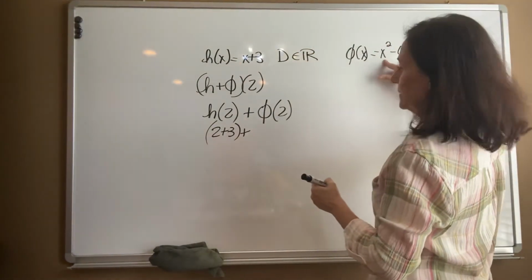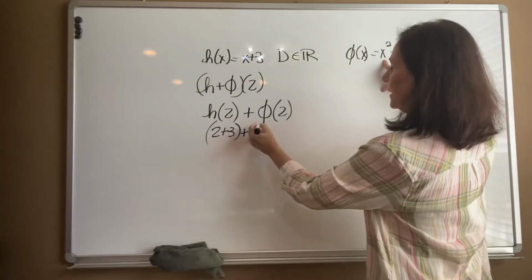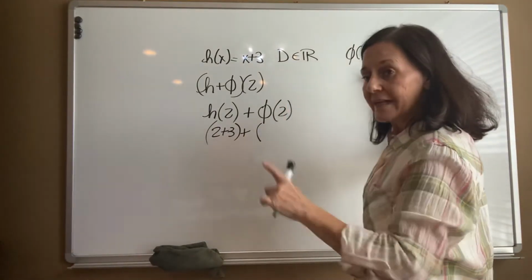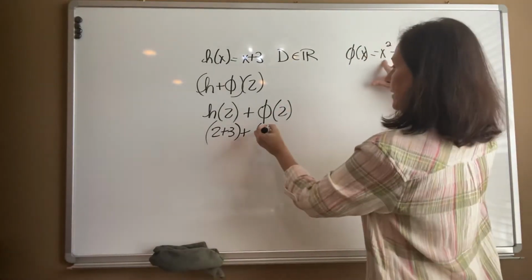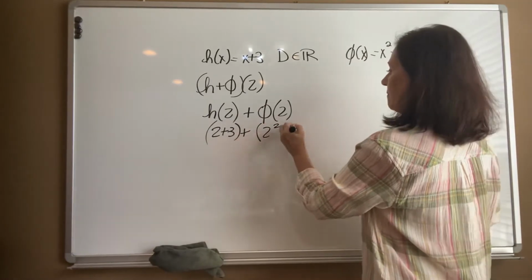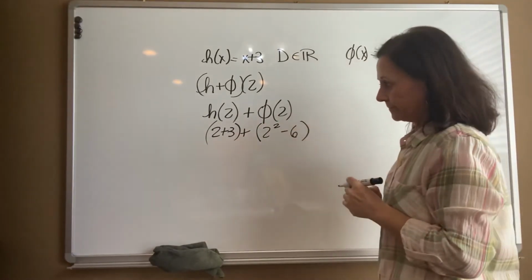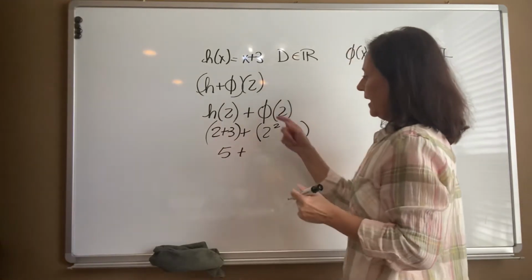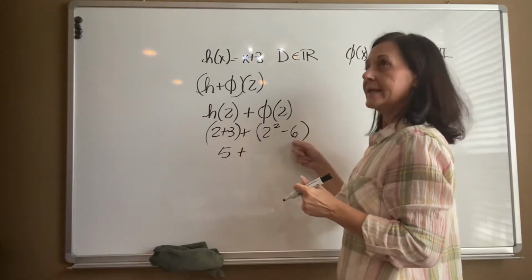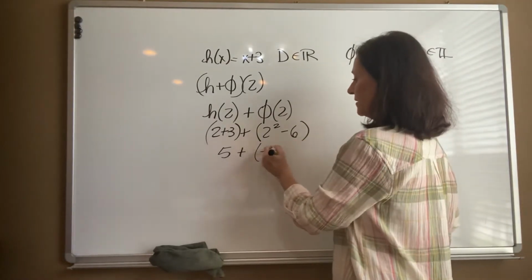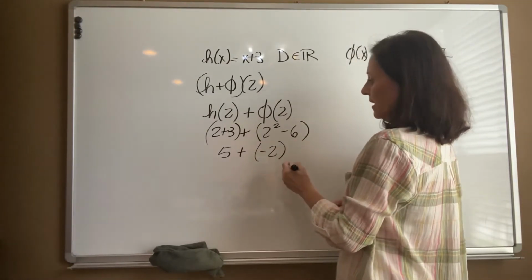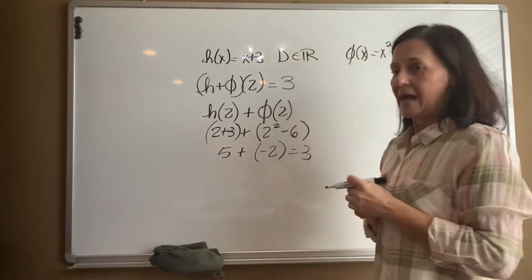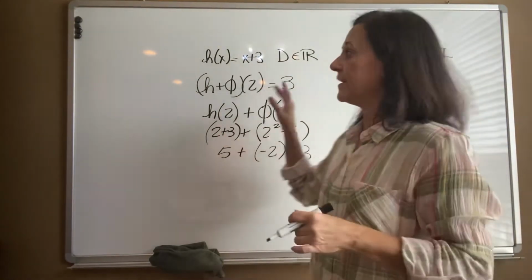Then I'll plug 2 into phi. Remembering that when I plug in a value for x and square it, if it's a negative, it's always going to be a positive. All right, so that's 2 squared minus 6. So h of 2 is 5. And phi of 2, that's 4 minus 6, which is negative 2. So that equals 3. That is our solution.